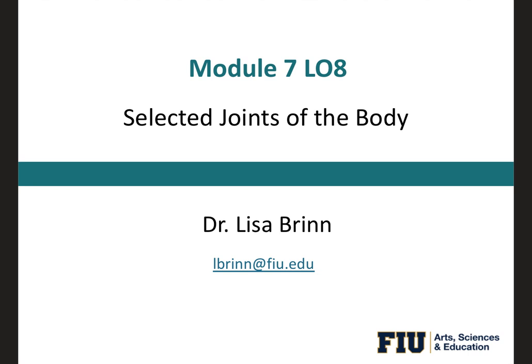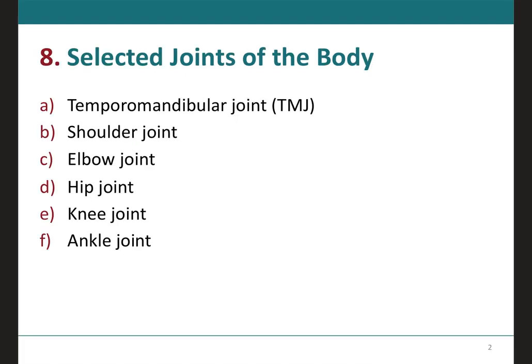Therefore, for this learning outcome, which is learning outcome number 8, we're going to be talking about selected joints of the body and cover them in regards to the bones that form the joint and how these specific joints will be classified. The types of joint that we're going to be covering in this module are the temporomandibular joint, which can also be called TMJ, the shoulder, the elbow, the hip, the knee, and the ankle joints.